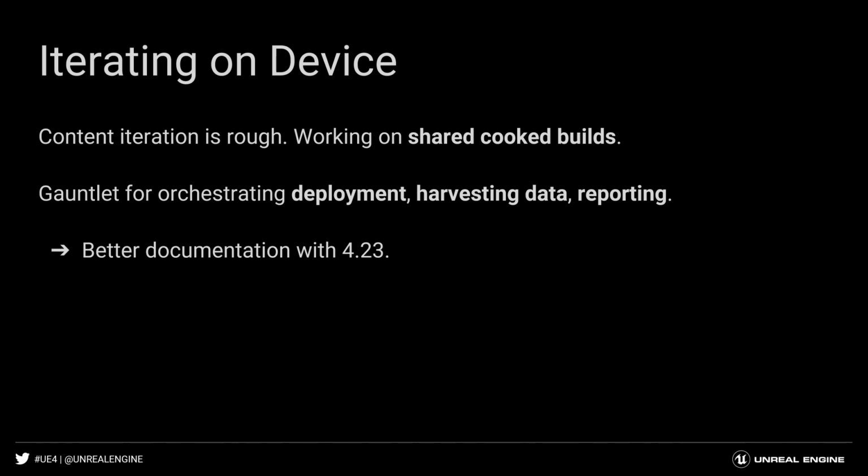Iterating on devices, especially mobile devices, is rough. We're working on this. One thing we're working on is what we're calling shared cooked builds. The idea here is that the build infrastructure will build and cook a build, and then if a user wants to test an asset, they'll be able to download the cooked build from the build infrastructure and just cook the single package or packages that they need, have those integrated together, and be able to deploy that to device. It's a much quicker workflow.